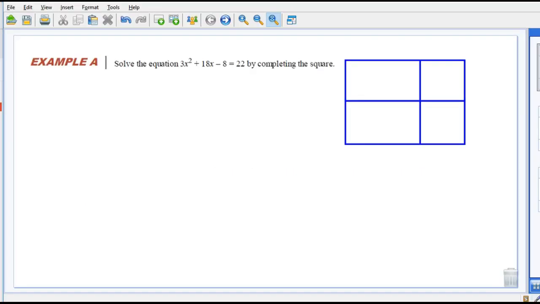Everybody and welcome. Here are some examples on completing the square. I think this is a tough subject, so I've included an extra example at the end, just to review how this stuff works, because it can be a little confusing sometimes.